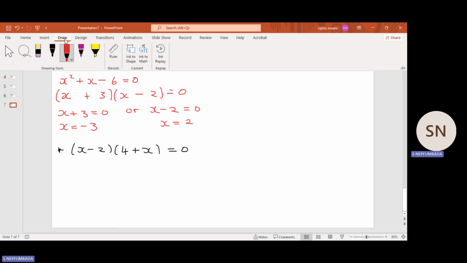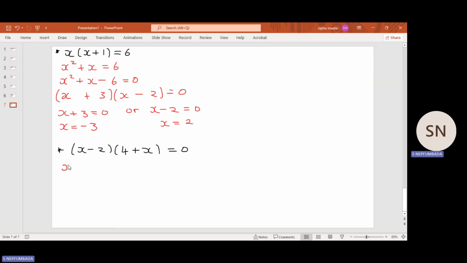So this equation is in the form of a times b equals to 0. It means our x minus 2 is equals to 0, or our 4 plus x is equals to 0. So in this case, our x is equals to 2. Here in this case, our x is equals to 4. At that side, it is going to change the what? The sign. Why? Because when any number crosses the equal sign, it changes the what? The sign.